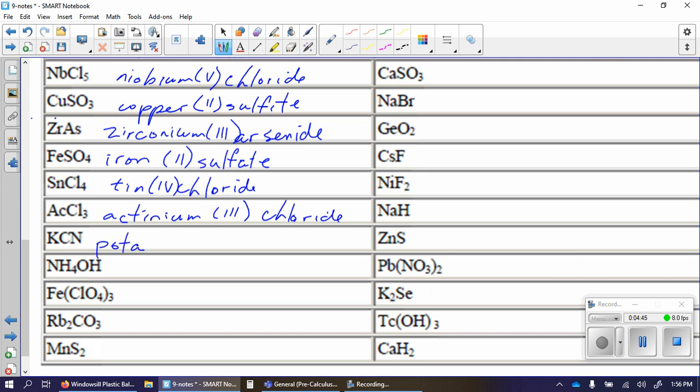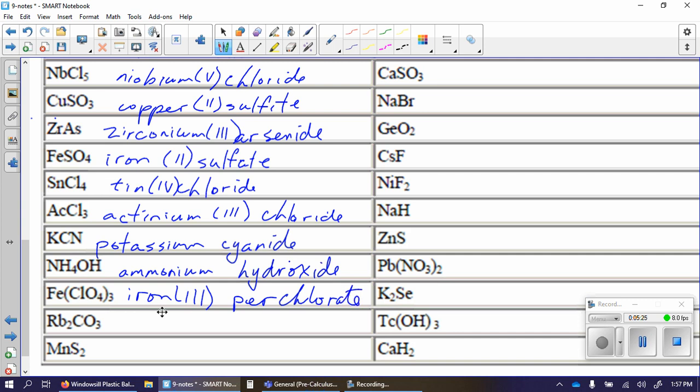potassium cyanide. NH4OH, ammonium hydroxide. FeClO4. This is an interesting one because chlorate is ClO3. It's -1. There's 3 of them, so it's +3. But ClO4, adding an oxygen, makes this perchlorate.